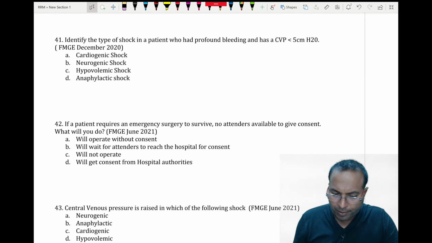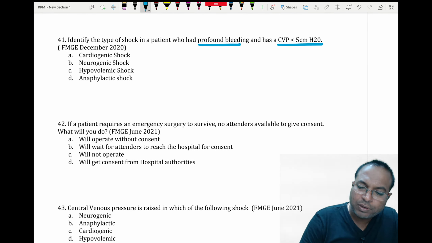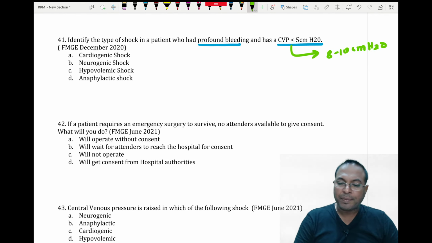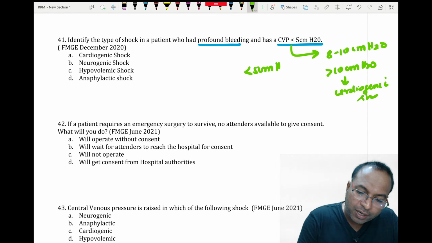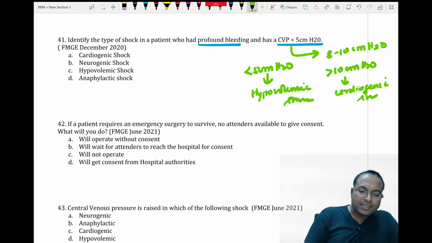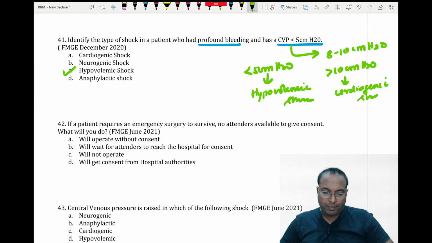So many questions on shock. The type of shock in a patient who has profound bleeding and CVP less than 5. Please remember, CVP normally is 8 to 10 centimeter water. If it is more than 10 centimeter water, it is cardiogenic shock. If it is less than 5 centimeter water, it is hypovolemic shock. So the answer here is hypovolemic shock. Simple answer. The CVP is falling down in hypovolemic shock.